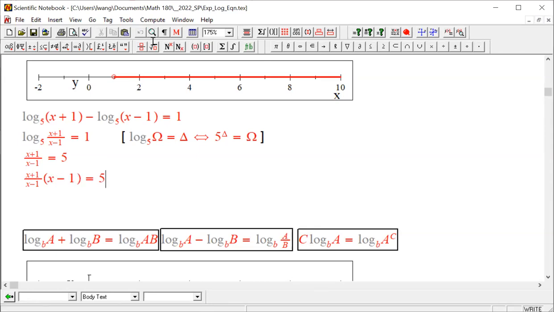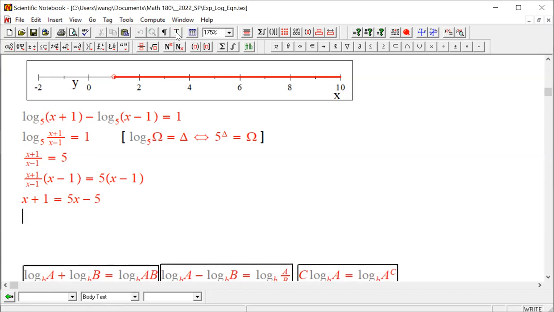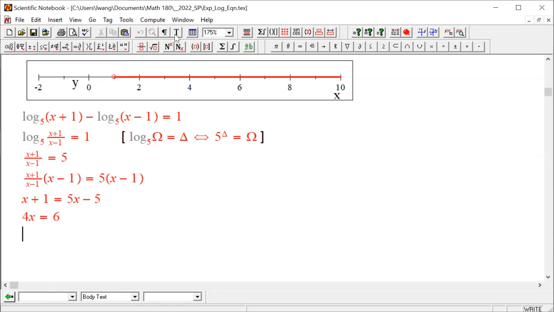Okay, so we multiply x minus 1 on both sides, on the right-hand side and left-hand side. Left-hand side is just x plus 1. Right-hand side is 5x minus 5. Put all the x together, so we're gonna have 4x, subtract x on both sides equals 6, right? And in the end, x equals 6 over 4. 6 over 4 reduced to 3 over 2.